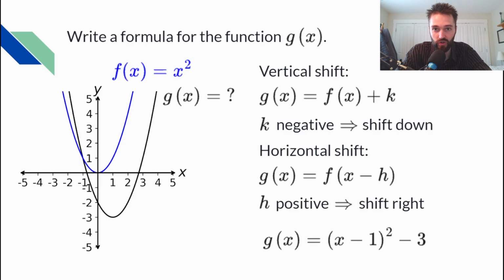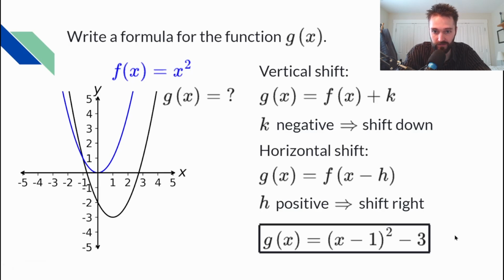So putting those two transformations together, what we have is g of x equals (x minus 1) squared minus 3. Okay? So when we plug x minus 1 into the function f, right, that's a shift to the right. And then when we subtract 3 from the whole thing, that's a shift down by 3 units. Okay? So this is my function formula.